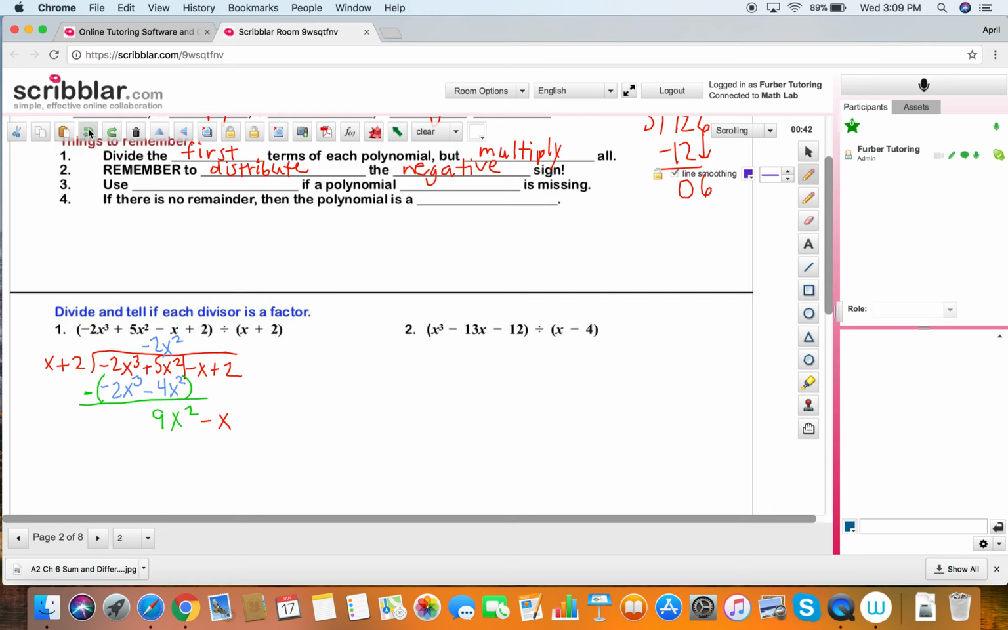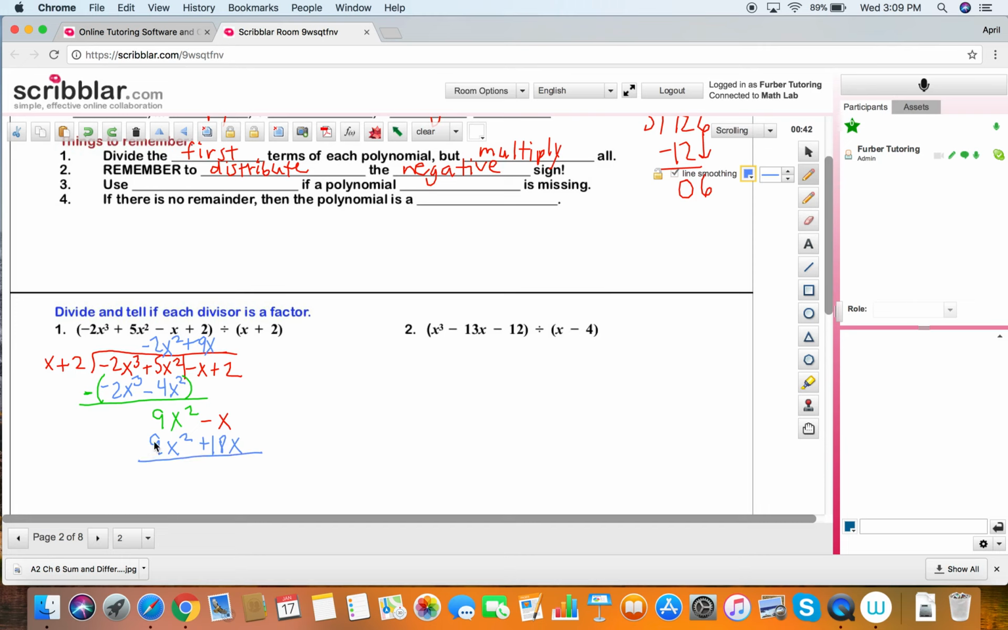So I'm going to write up in my answer, and it'll be a positive. If this is not a negative coefficient, you're not going to write a negative up here. The first one was negative, so that's why there's a negative. But this one is a positive 9x squared, so I'm just going to need a positive 9x up there. And then again, I'm going to multiply. 9x times x, that's going to give me 9x squared. 9x times 2 gives me 18x.